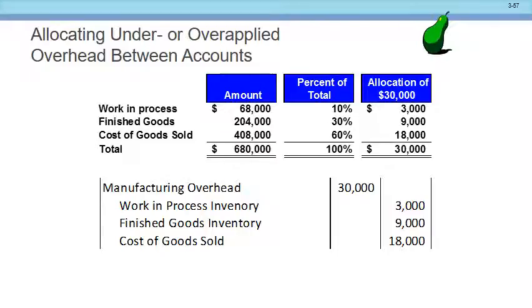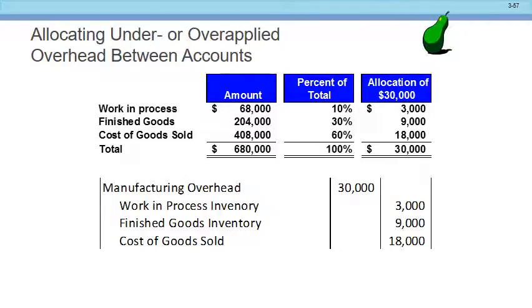If it's over-applied, that means we did what? We over-applied. We have too many credits, don't we? We have too many credits. So to close this out, we will do what? We will debit manufacturing overhead. We have to credit something. If it's not material, we will do what? Put it all in cost of goods sold. If it is material, we'll do like we're doing here, allocating it by crediting cost of goods sold, work in progress, and finished goods inventory, right? Okay, so that's if it's over-applied.